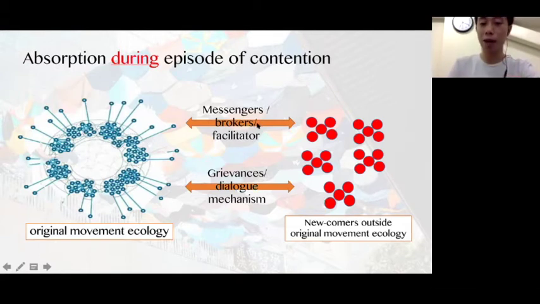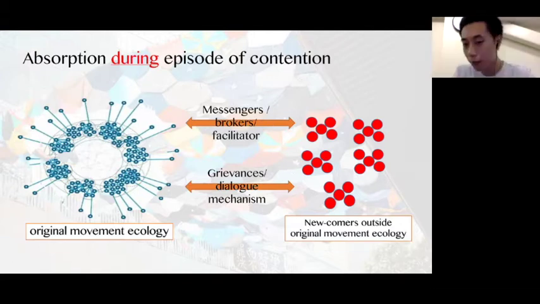And I think besides having a messenger as a facilitator, we should also establish a grievance and dialogue mechanism for the newcomers or ordinary protesters. For example, we need to open the mic as soon as possible for protesters who have opinions about the movement. In Tunisia's case, there was a dialogue mechanism for 7 years before the Jasmine Revolution. A lot of small groups, a lot of resistant groups, were included in an informal dialogue mechanism. And having this dialogue mechanism, they were able to work together even when there was an episode of contention, because they had established some relationships.